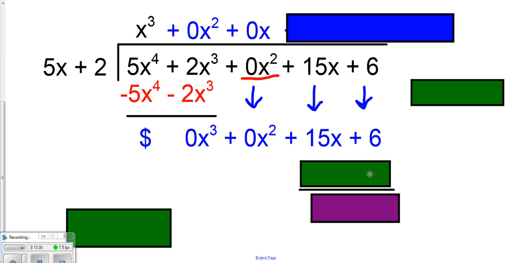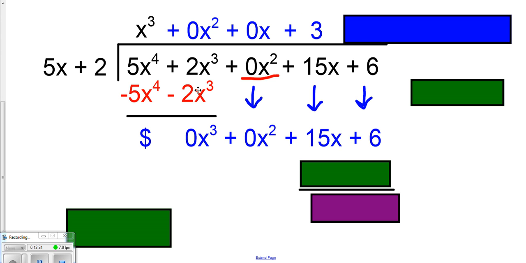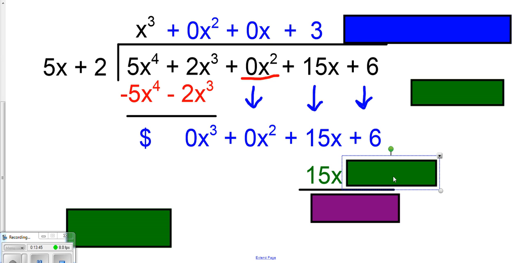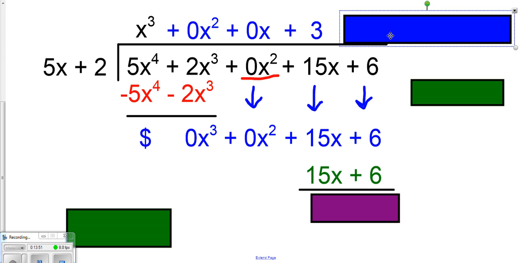Now, I can just say 5x goes into 15x 3 times. And 3 times 5x makes 15x. 3 times 2 makes the 6. Okay, kind of sped up my process there just by getting rid of everything.